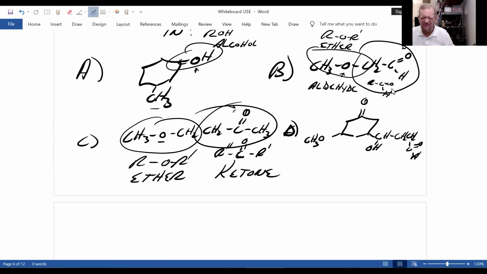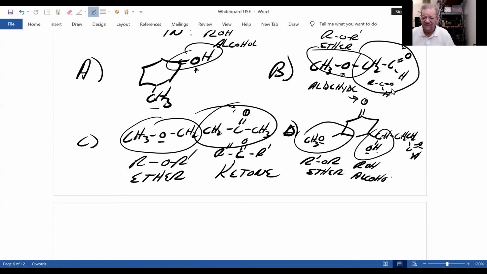I think I threw everything in but the kitchen sink here. Here's an oxygen, here's an oxygen, here's another one, and here's a fourth one. Well, this is an ether. Hydroxyl group on a carbon. Alcohol. This is a hydrogen. R carbonyl hydrogen. This right here is an aldehyde.